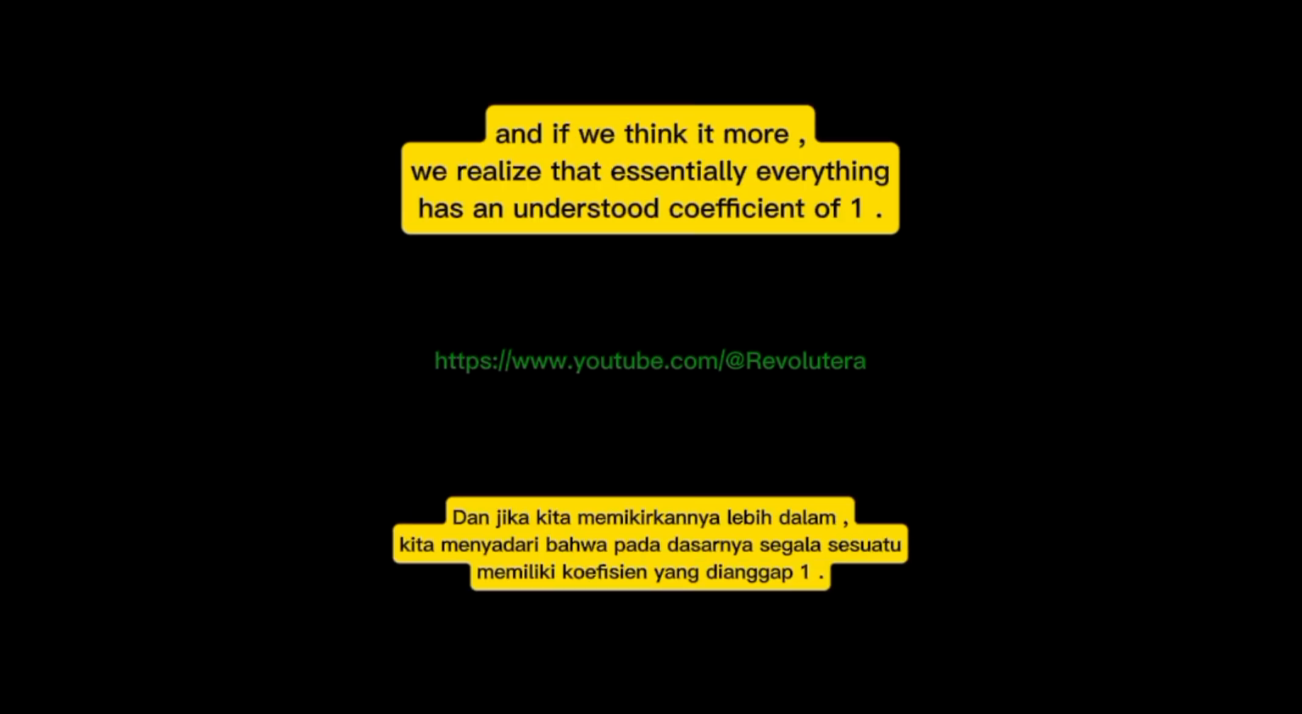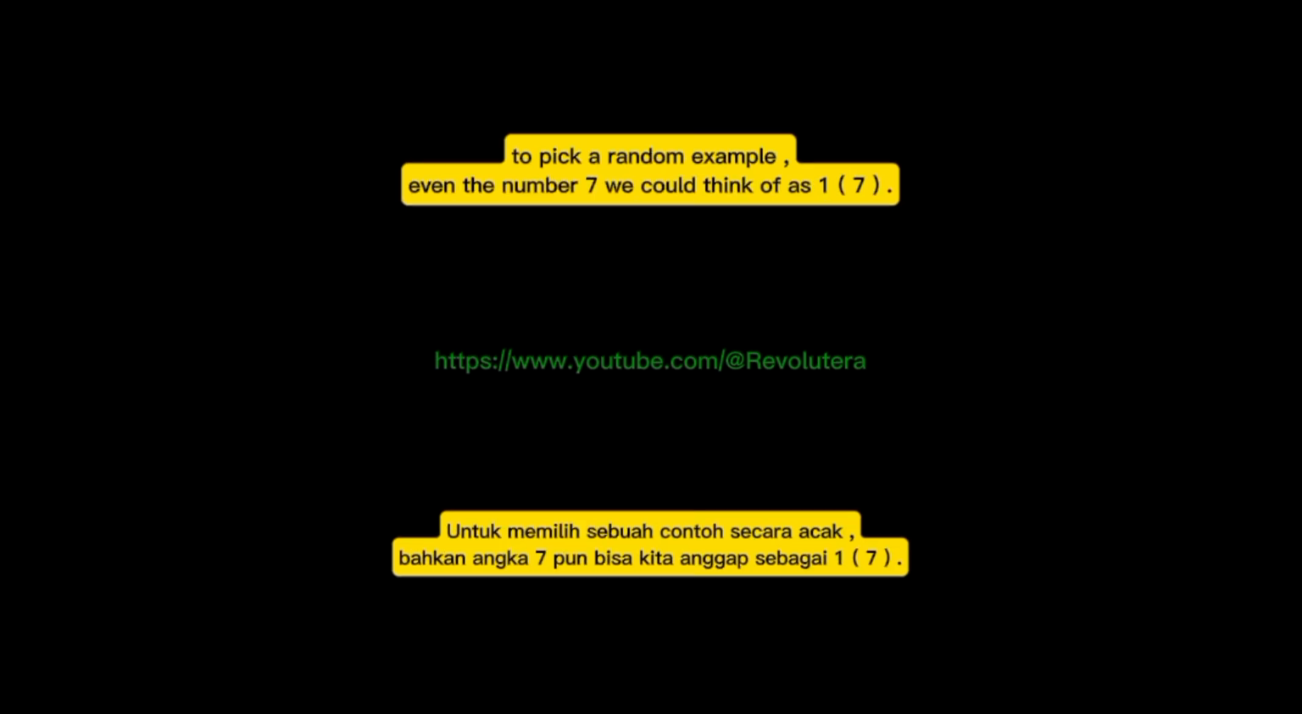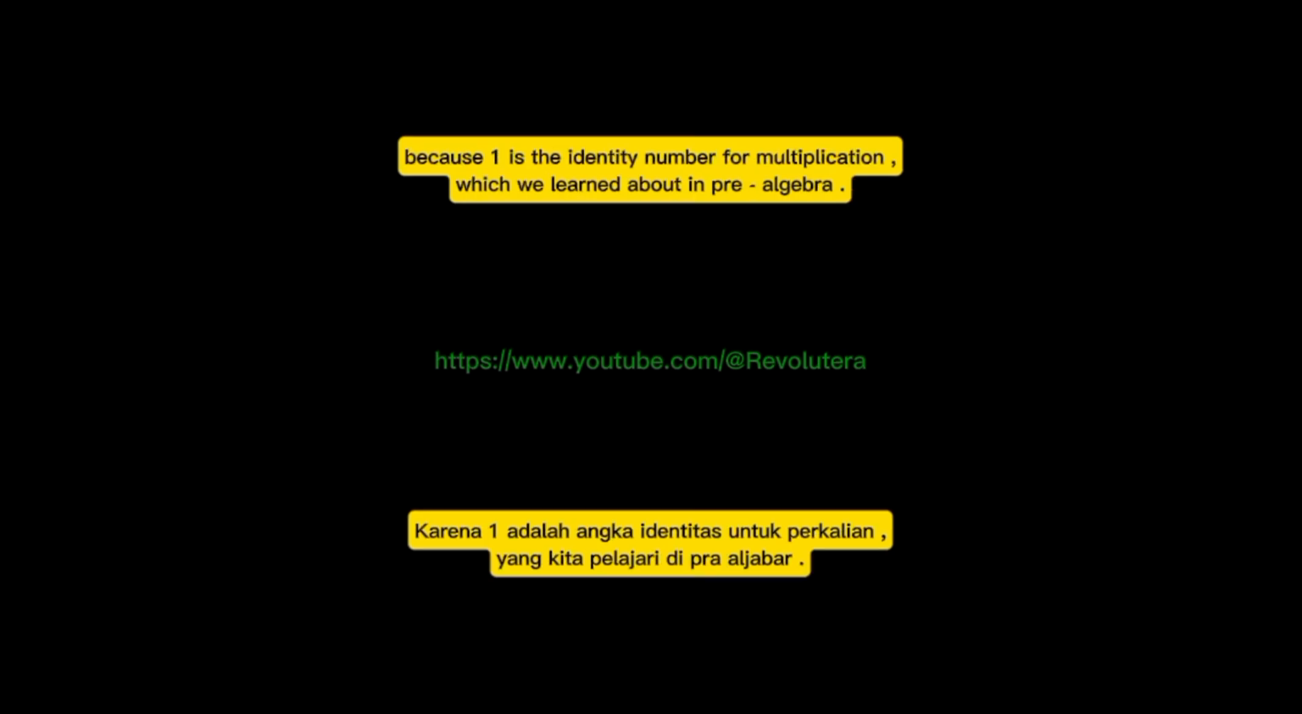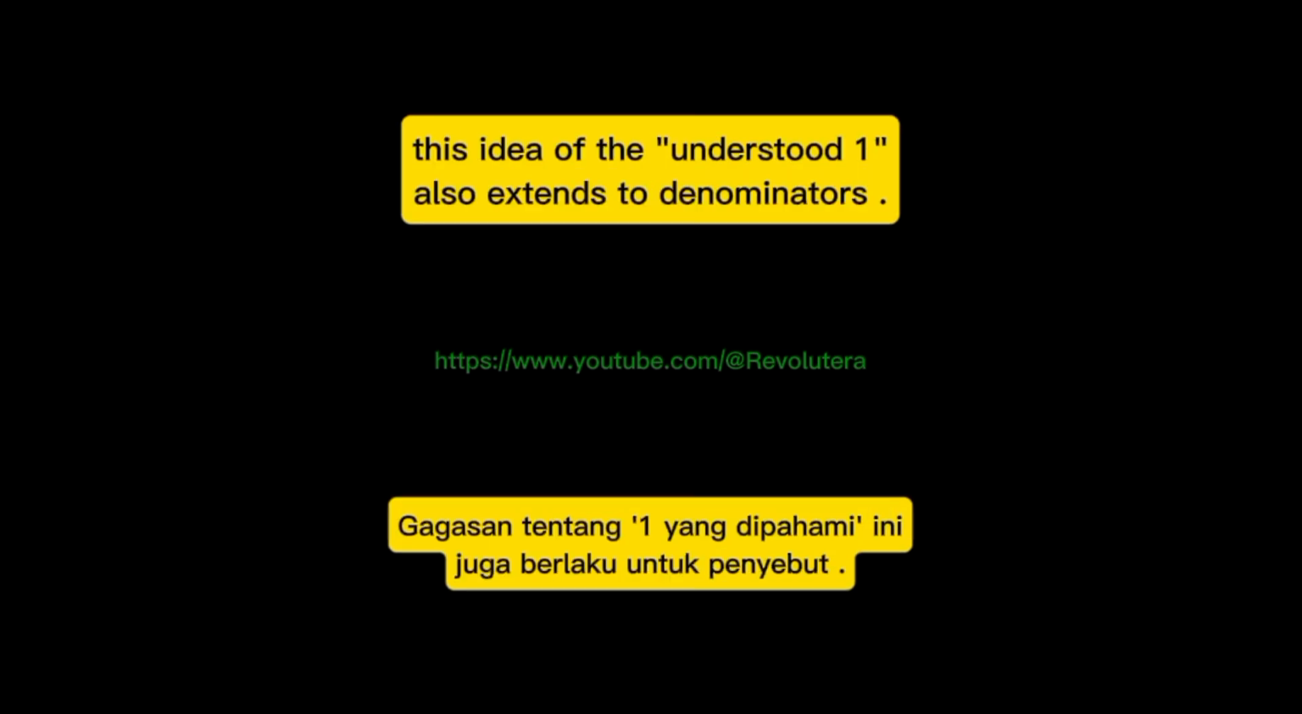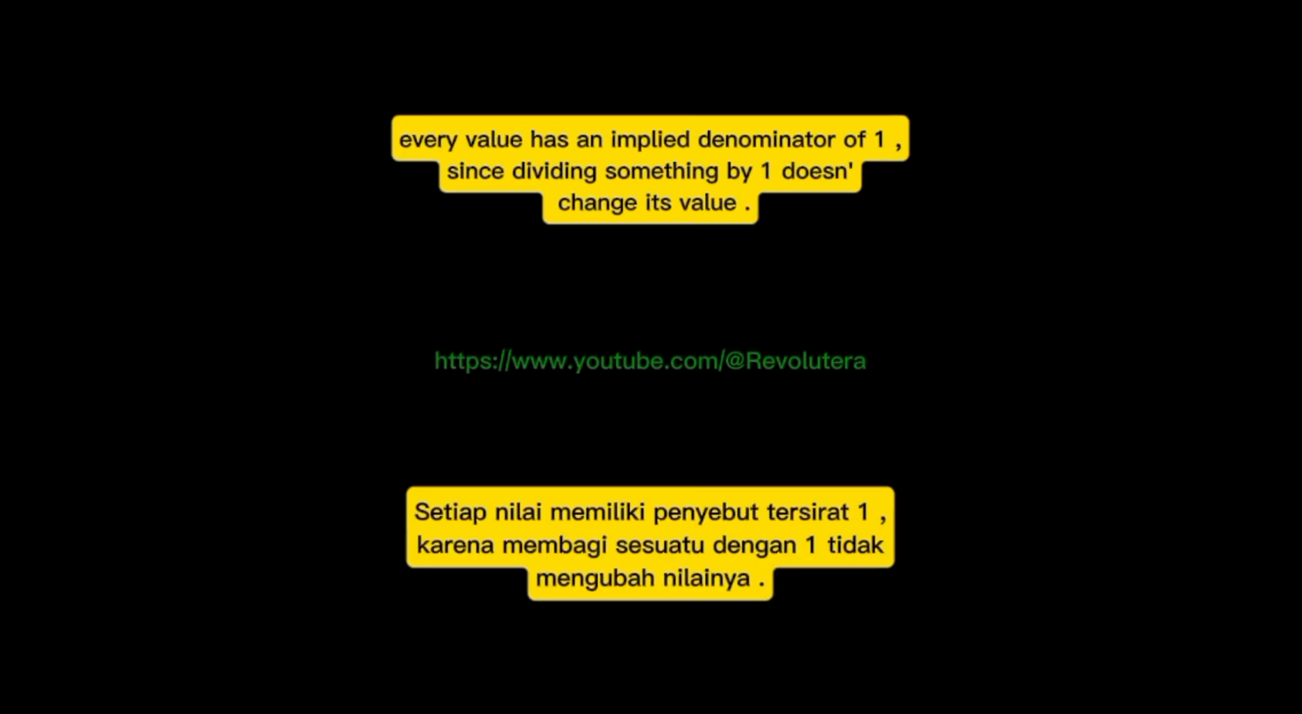And if we think about it more, we realize that essentially everything has an understood coefficient of 1. To pick a random example, even the number 7 we could think of as 1 times 7, because 1 is the identity number for multiplication, which we learned about in pre-algebra. This idea of the understood 1 also extends to denominators. Every value has an implied denominator of 1, since dividing something by 1 doesn't change its value.